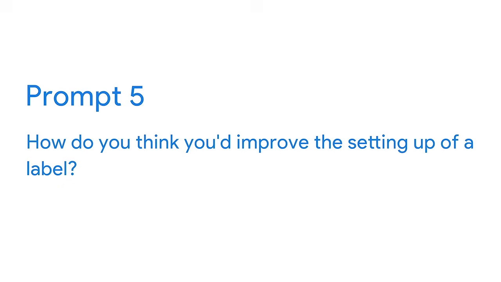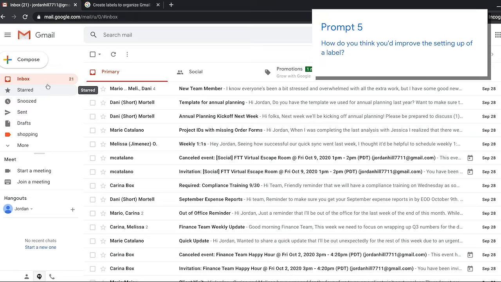Prompt 5. How do you think you'd improve setting up of a label? Absolutely. I think creating new labels should be front and center. And I also think changing the color would work a lot better if you could just click on the actual colored area next to the label. Okay, so wow. This is definitely not an intuitive situation. I don't understand why Gmail hides the label feature. I mean, honestly, it's pretty much buried under settings. I don't think you can even see it.